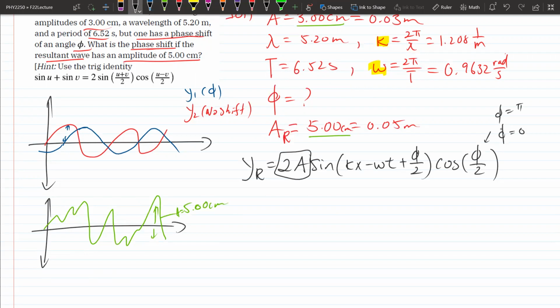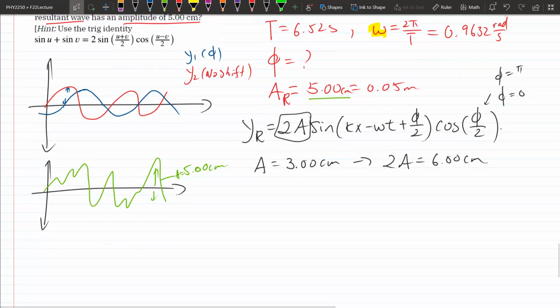But the resulting wave will have 0 amplitude if phi is equal to pi. So the answer is somewhere between 0 and pi. Does that make sense? Because we don't have complete constructive or destructive interference. Because the original amplitude is 3.00 centimeters, therefore twice the amplitude should have been 6.00 centimeters. We got 5 instead. So it's not 0, it's not 6, so somewhere between the two.